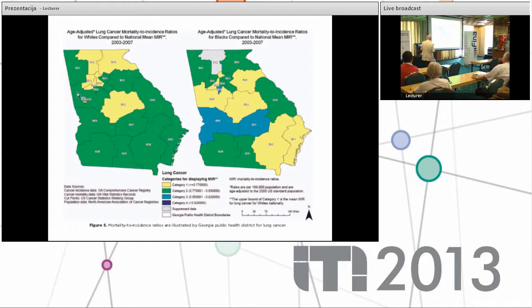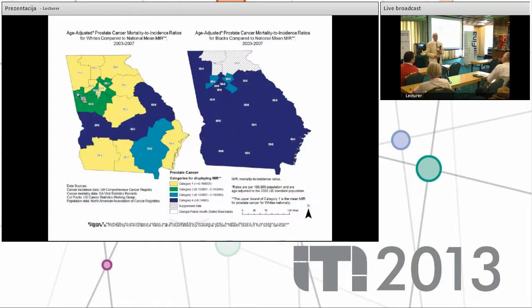Here's lung cancer. Again, lung cancer wasn't as big an issue compared to the others. But once you get lung cancer, it's a pretty deadly disease. It really doesn't matter even the stage of diagnosis, because they're all diagnosed at later stages. And here's prostate cancer. Again, there's this belt in the inner part of the state in category 4 for whites, but look at the blacks. The black mortality from prostate cancer compared to the national figure for whites is all blue, greater than 20%, right? Yes?